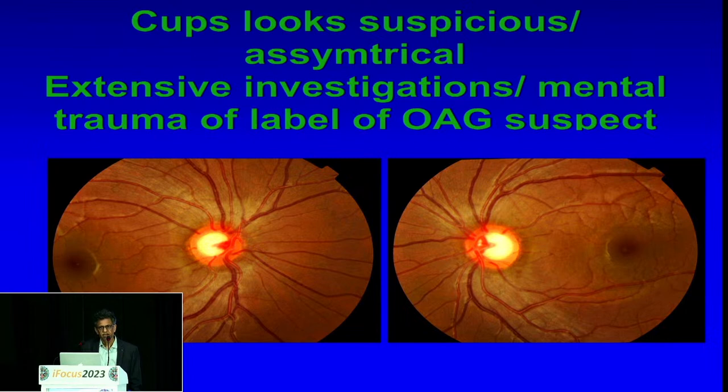Okay. So the cup looks suspicious. Is it normal? No. So that's what most general ophthalmologists think. But if you look, the striations are all normal. Isn't the rule being followed? Is it being followed, right? There is no wedge defect anywhere. The ISNT rule is being followed. We are worried only because the cup is large. Okay, and this girl went through extensive examination only to be declared normal.